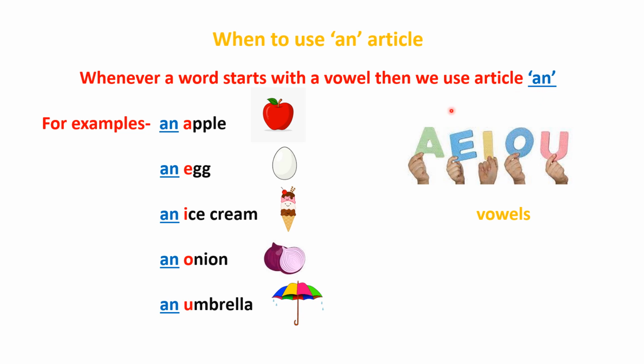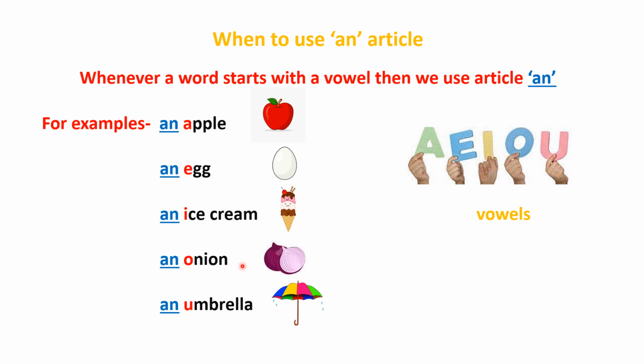Okay, let's see. Here we have used an. And why? Because here the word is apple, which starts with A. Okay, now here, yahan pe kya hai? Egg hai, right? Jo E se start ho raha hai. Aur E kya hai? Ek vowel hai. That's why we have used the article an. Here, let's see. Here the vowel I is used in an ice cream. That's why we have used the article an.